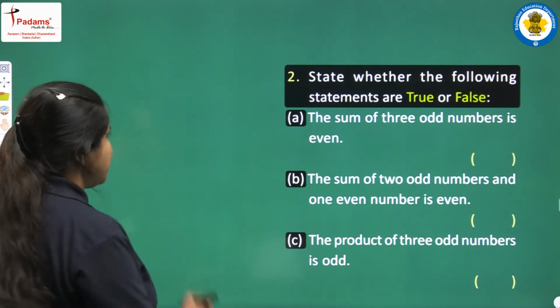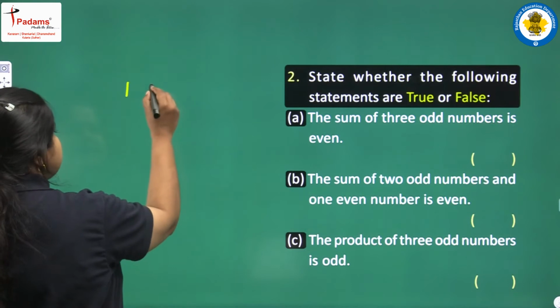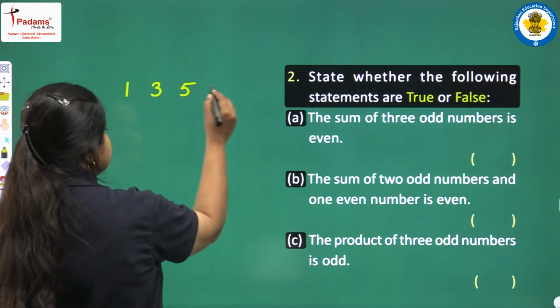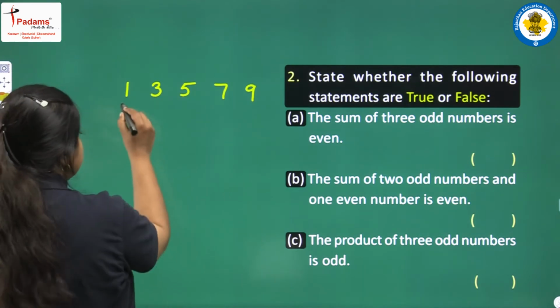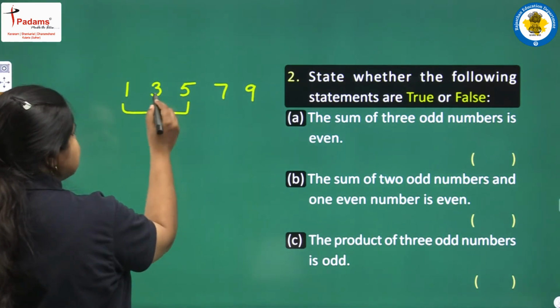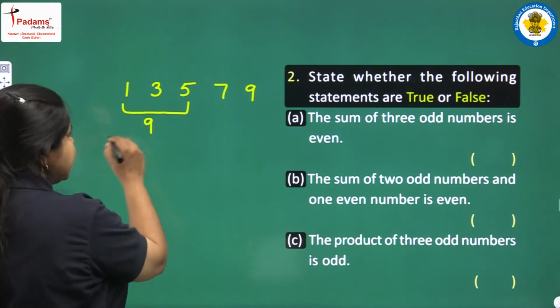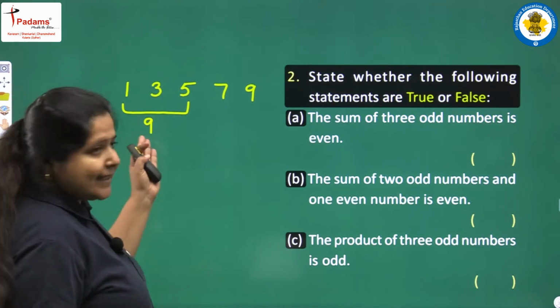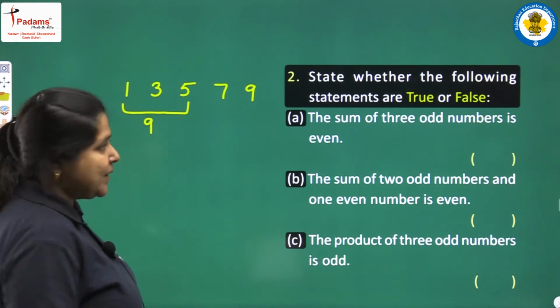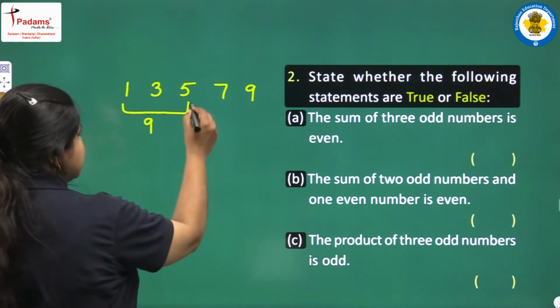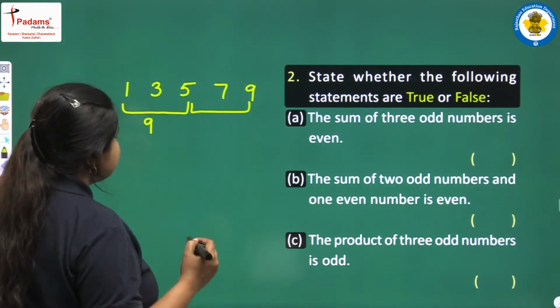Let us again write down the odd numbers, digits that will be there at ones place. In case of an odd number, these will be the digits. If we add these three, it's 5 plus 3, 8 and 1, 9. Is it an even number? No, it's coming out to be an odd number. Even if we add these three odd numbers, 5, 7 and 9, what will be the answer?